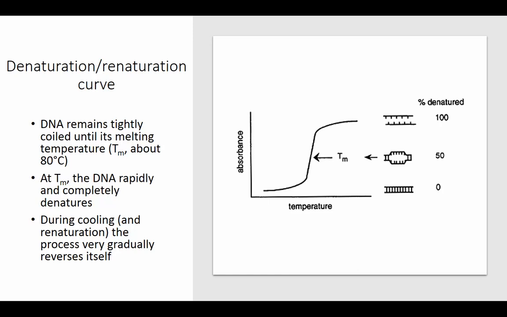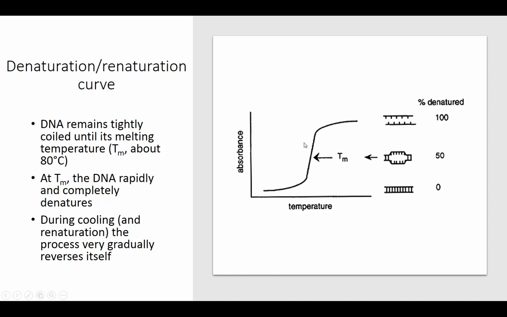And so this has been done many, many times, but we can look at a DNA denaturation renaturation curve. So we can first look at DNA denaturation when we take DNA from a tightly coiled mass to open floppy strands, essentially. So we look at the graph here and kind of the guide that we can go with here. We start at a low temperature. DNA remains tightly coiled, so it remains right here until its melting temperature.